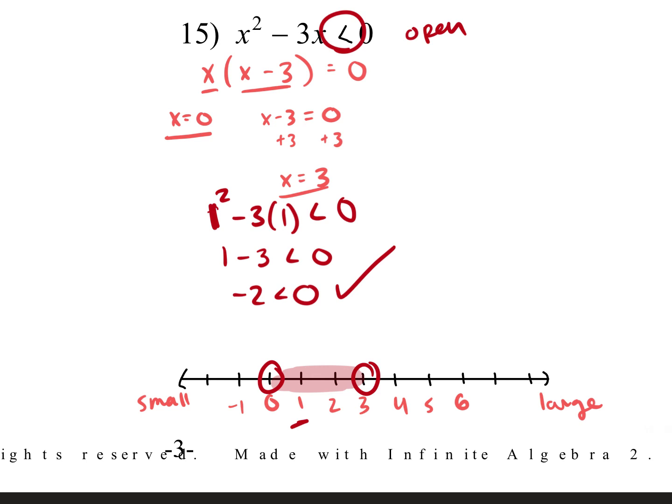So now when we write our answer, our key numbers were 0 and 3. You always start with the smaller and then the larger. What signs do I put for my answer? Less than. It's always the same as the question.